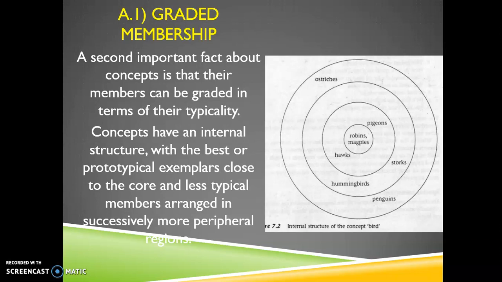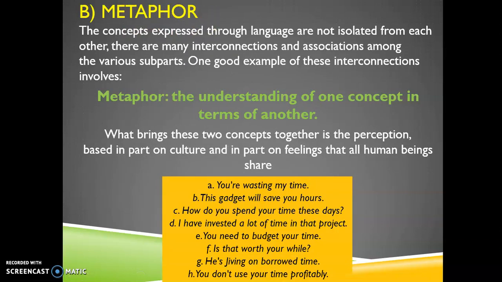So concepts have an internal structure, with the best or prototypical exemplars close to the core, and the less typical members ranging successively to more peripheral regions. If you think of a bird, you're not going to think of a penguin. You're going to think of a robin, okay? That is the first prototype that you have. So, graded membership.